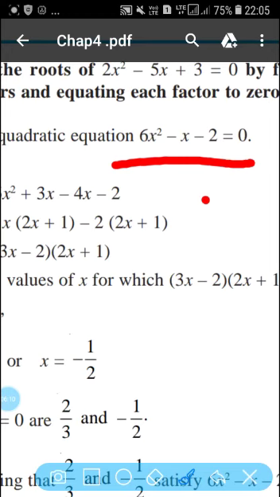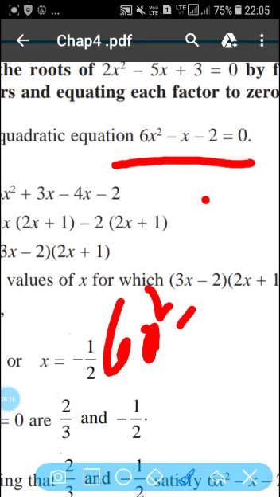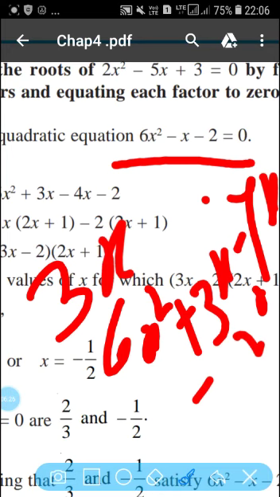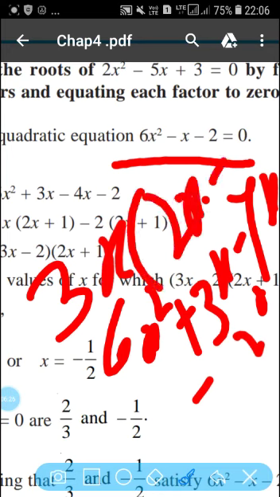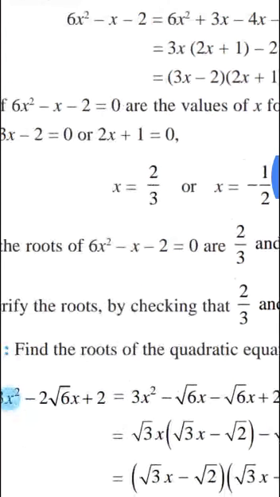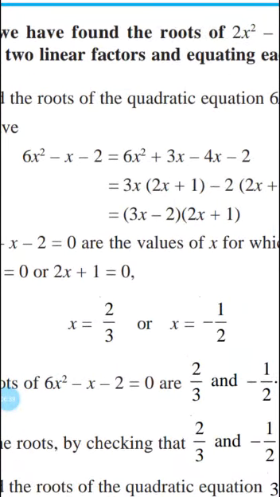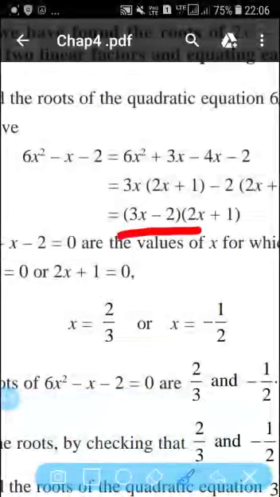How will we break it? 6x square plus 3x minus 4x minus 2 is equal to 0. Just take 3x common. If we take 3x common, what is left? 2x plus 1, and in the other case also 2x plus 1 is left. Is that okay? Now see, here we got 3x minus 2 and 2x plus 1.